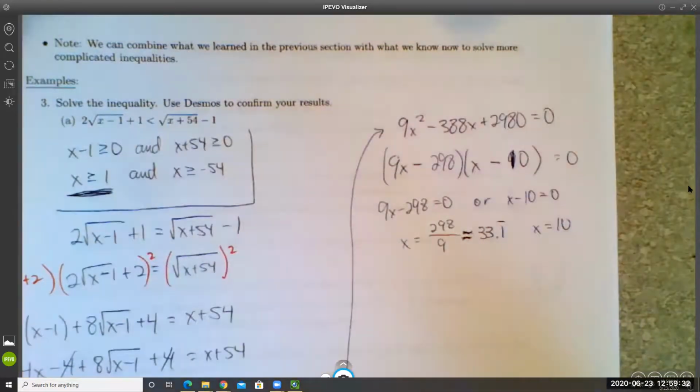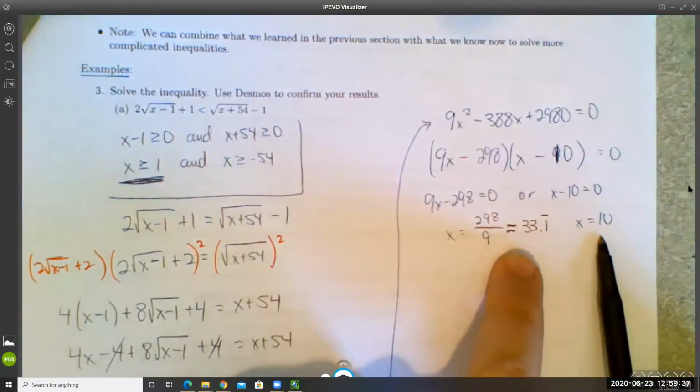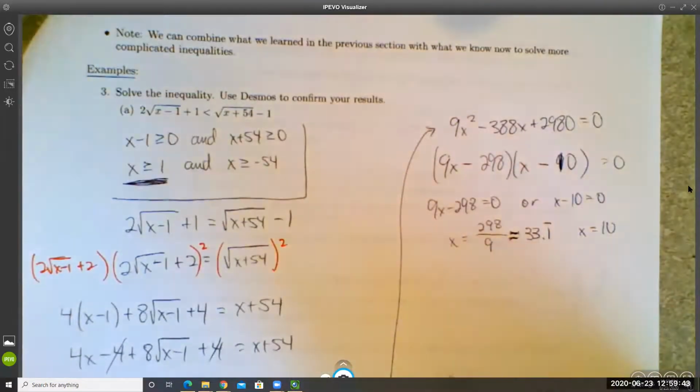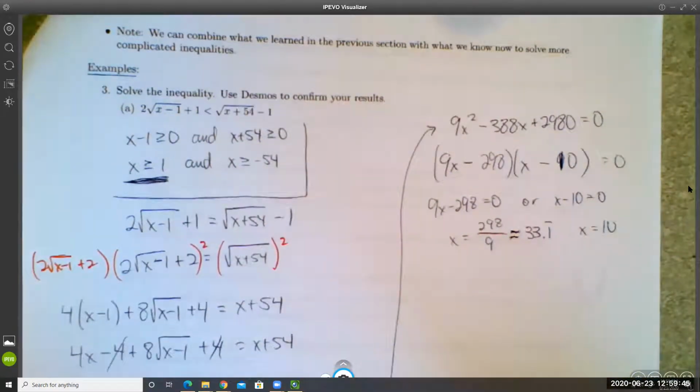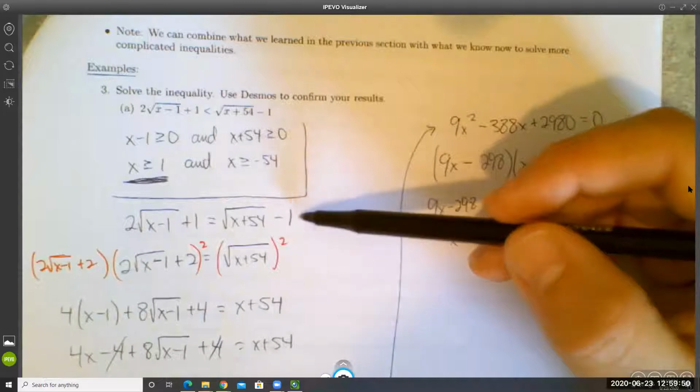Now here's the deal, though. I've finished solving this equation, but sometimes you end up with extraneous solutions, right? So let's see if either of these is extraneous, or maybe both, or maybe neither. But we have to plug them into the original equation to see.